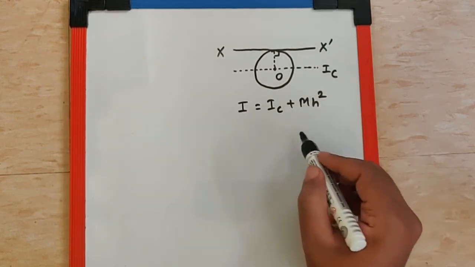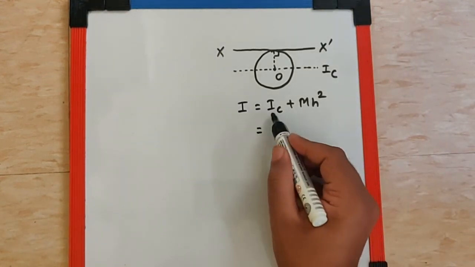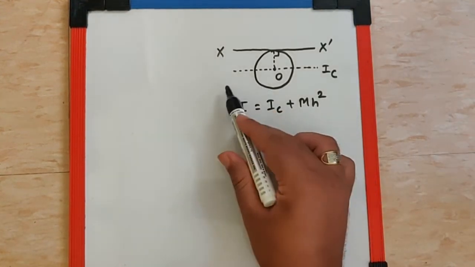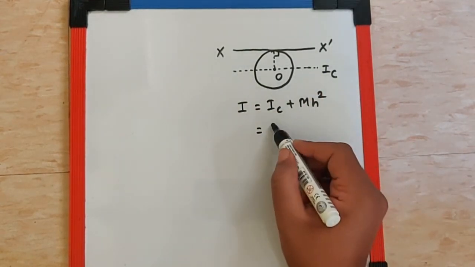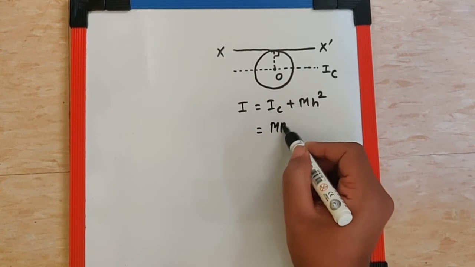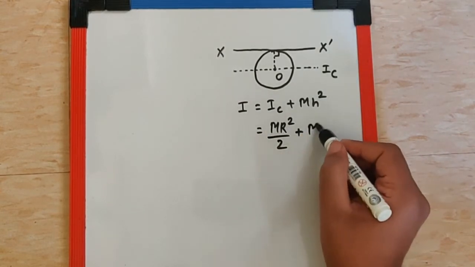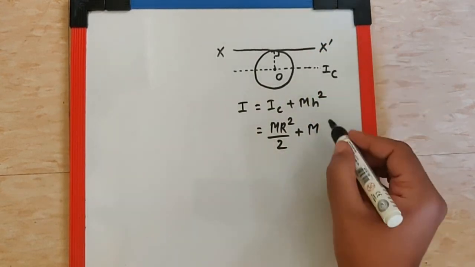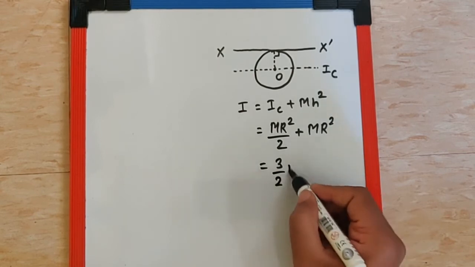Now here we need to be careful with the formula because they have given a wire length, linear mass density and nothing else. So for now the moment of inertia for the axis passing through the center and parallel to the plane of the ring is mr square by 2 plus h, which is nothing but r, the radius itself, so r square, and that makes it 3 by 2 mr square.